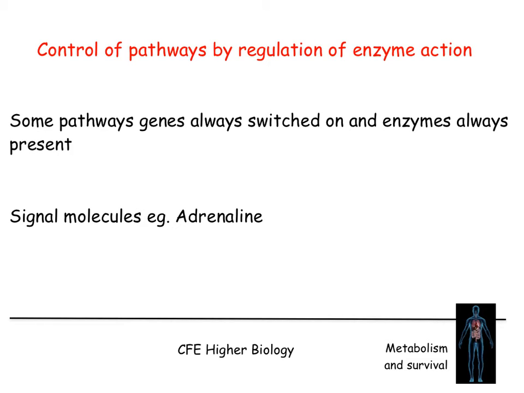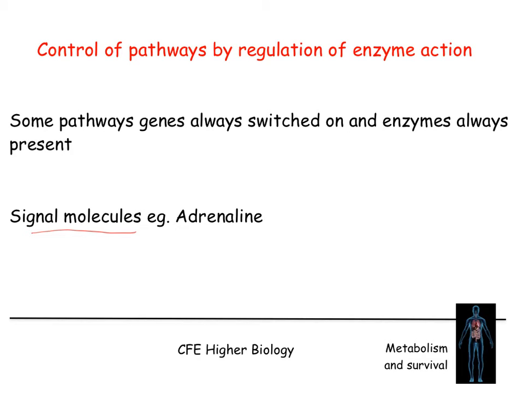Well, one way of doing this is this same sort of situation with signal molecules, but we're not talking here about these signal molecules switching genes on and off. We're talking about a molecule that acts as a trigger to set off events that activate enzymes. An example of that is adrenaline. Adrenaline is released in the adrenals, travels through the bloodstream and binds to the membrane of liver cells, and there it triggers a series of events that activates the enzyme that converts glycogen to glucose.